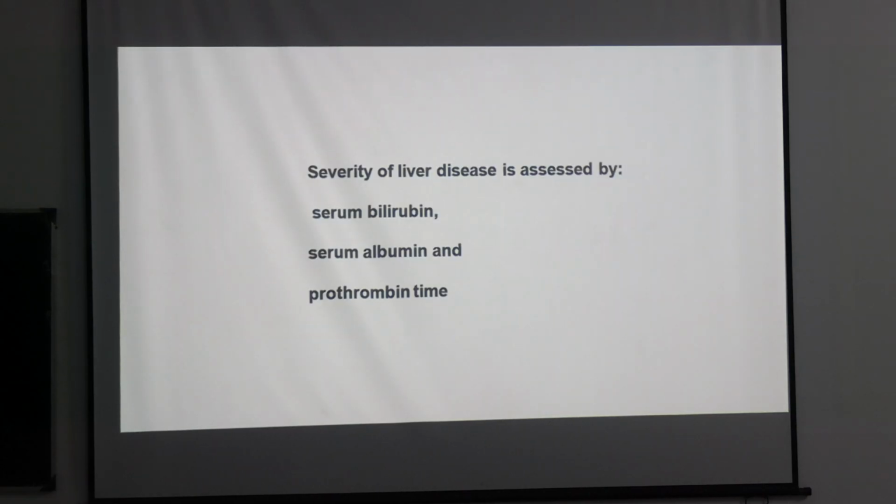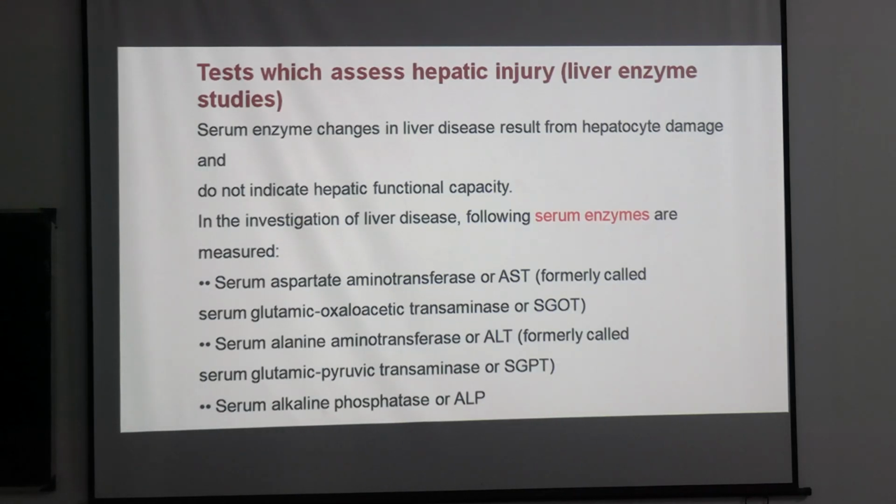Severity of liver disease is assessed by these three things: number 1 is serum bilirubin, number 2 is serum albumin, and number 3 is prothrombin time. Tests which assess hepatic injury: liver enzyme study, serum aspartate aminotransferase or AST or SGOT, ALT or SGPT, and ALP or serum alkaline phosphatase.